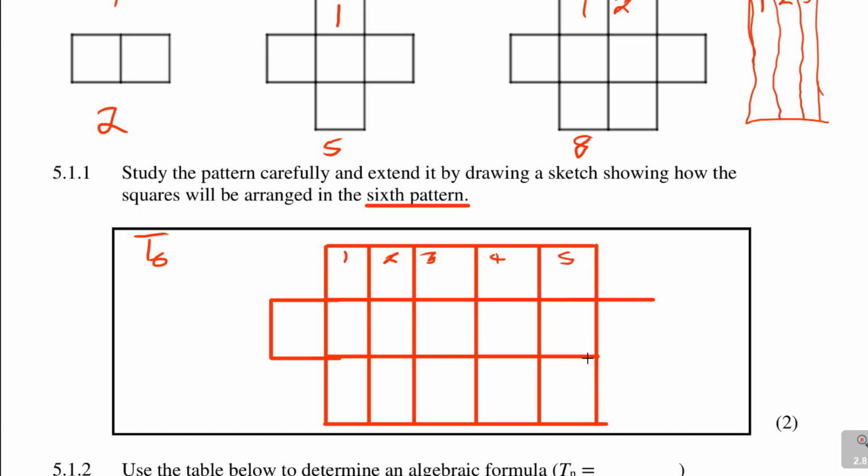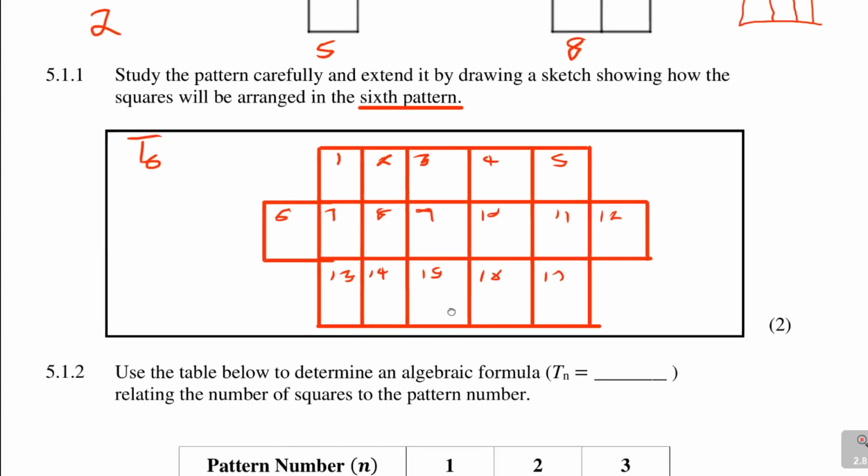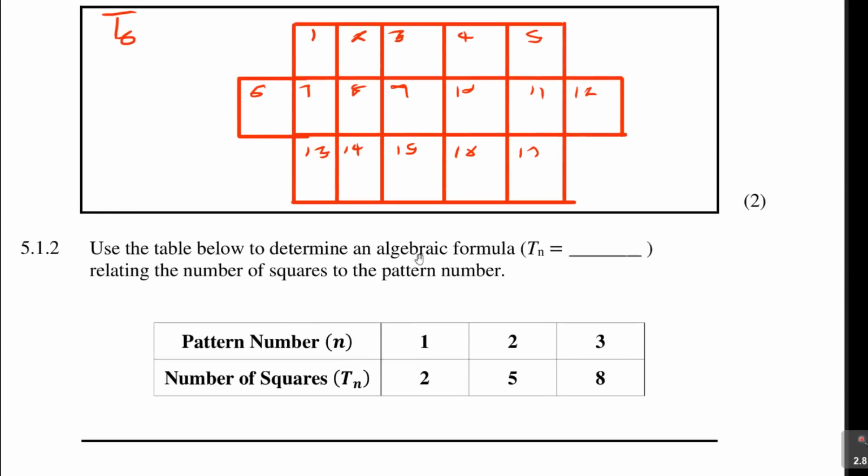Alright, and then you count in a way how many squares. It must be 17 squares. So we've got 5, 6, 7, 8, 9, 10, 11, 12, 13, 14, 15, 16, 17. That's what we got. Remember, we said we need what? 17 squares. So this was the sixth pattern. And then they're saying use the table below to determine the algebraic formula. Tn is equal to relating to the number of squares in the pattern number.